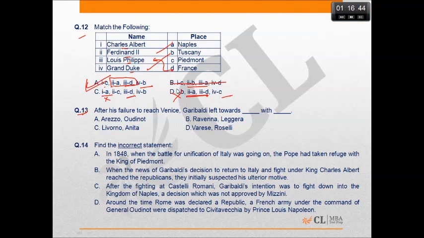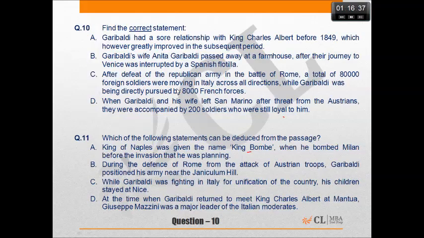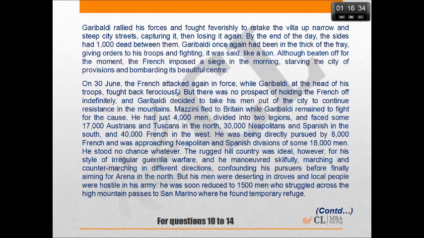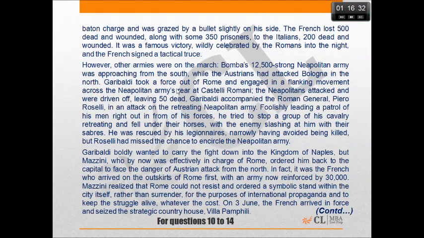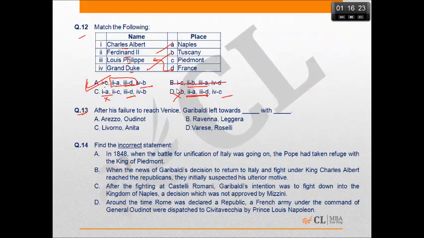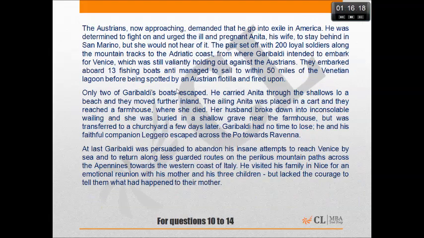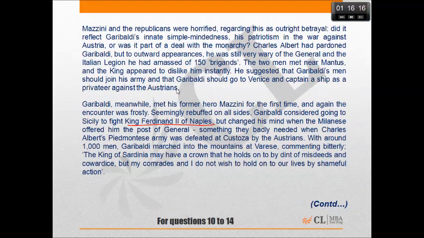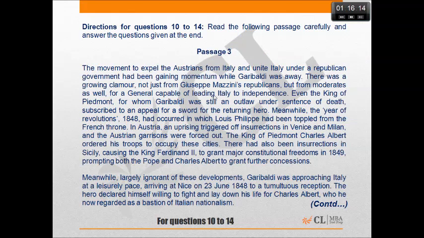After leaving for Venice, Garibaldi left towards this with dash and dash. After his failure to reach Venice, okay. After his failure, Garibaldi was mentioned in the end. Yeah, Garibaldi is mentioned here. Failure to reach Venice. Where did he go? He left towards dash with dash and dash. Okay, I'll have to go through the complete passage, but I think it is doable. I will have to look for the word Venice.